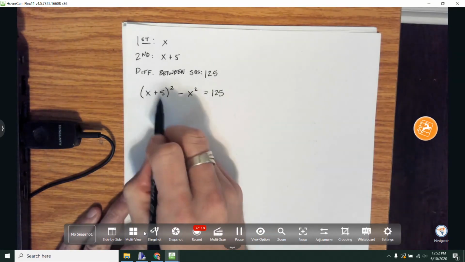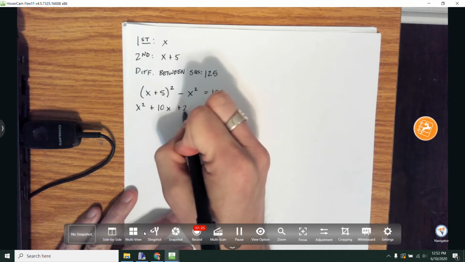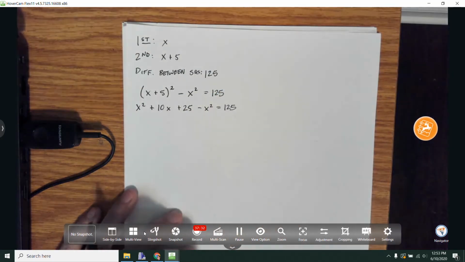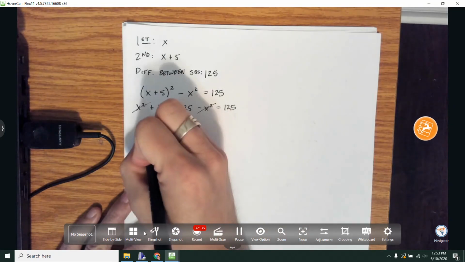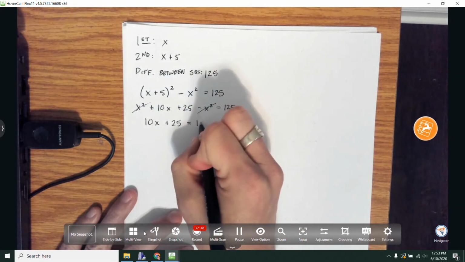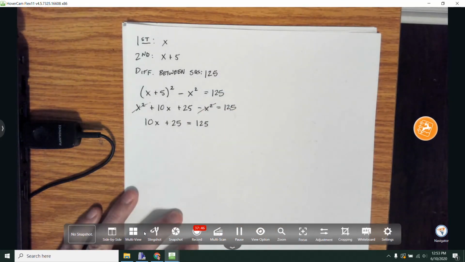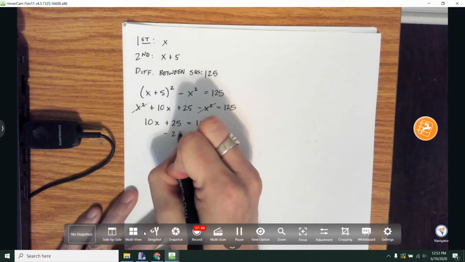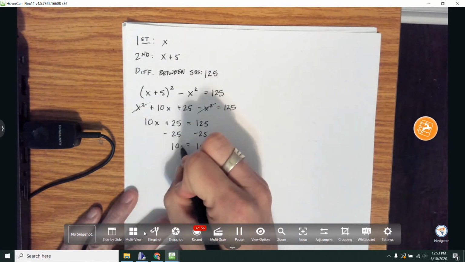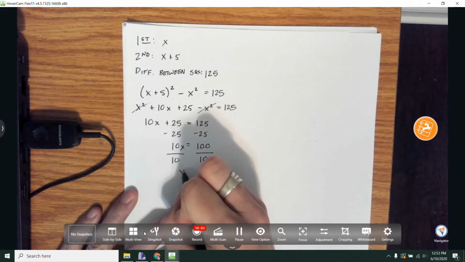So we're going to expand this out. So we get x squared plus 10x plus 25 minus x squared equals 125. Well, these cancel each other away. So we just have 10x plus 25 equals 125, and you're breathing a sigh of relief because this problem just got super simple. We're going to minus our 25 here, minus 25 here. We got 10x equals 100. Now I'm going to divide both sides by 10, and so x equals 10.